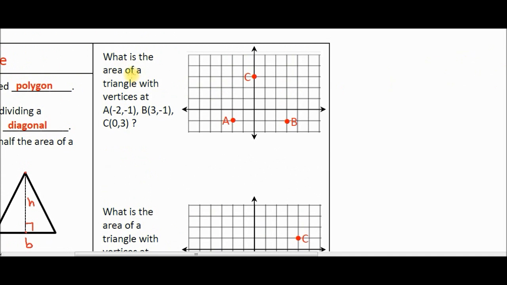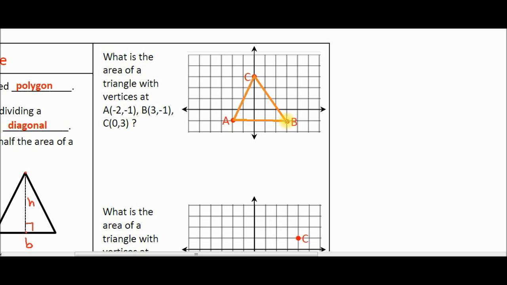First example is, what is the area of a triangle with vertices at A, B, and C? You're going to need to go ahead and plot those on your graph. While you're plotting those, I'm going to connect those vertices together so we create a triangle. Again, class, I keep telling you this. Please do not hand sketch these.